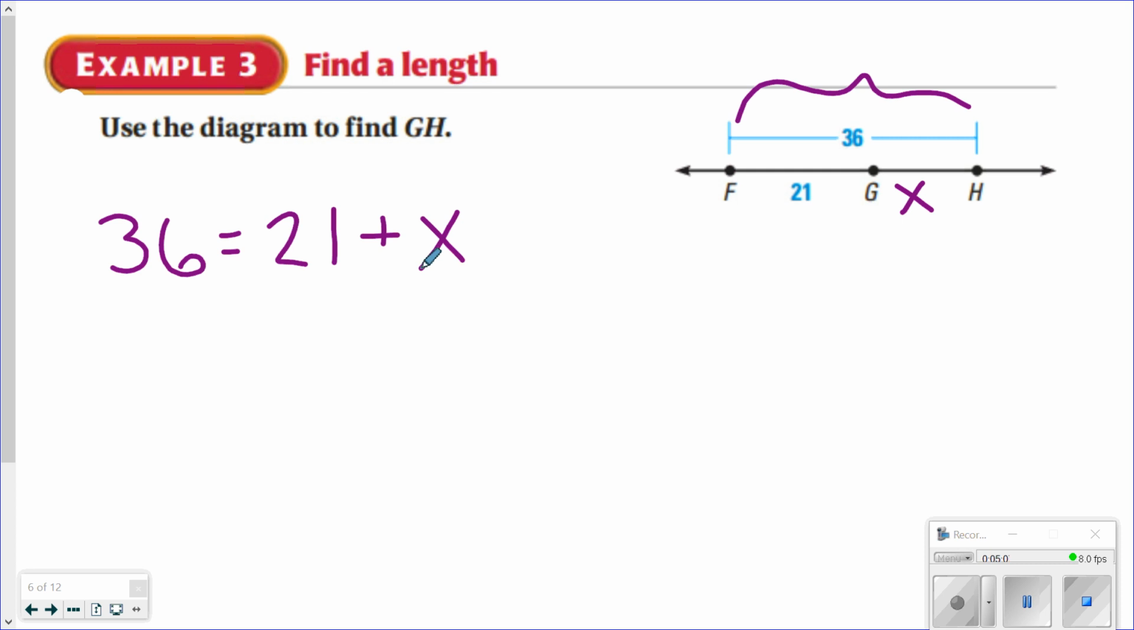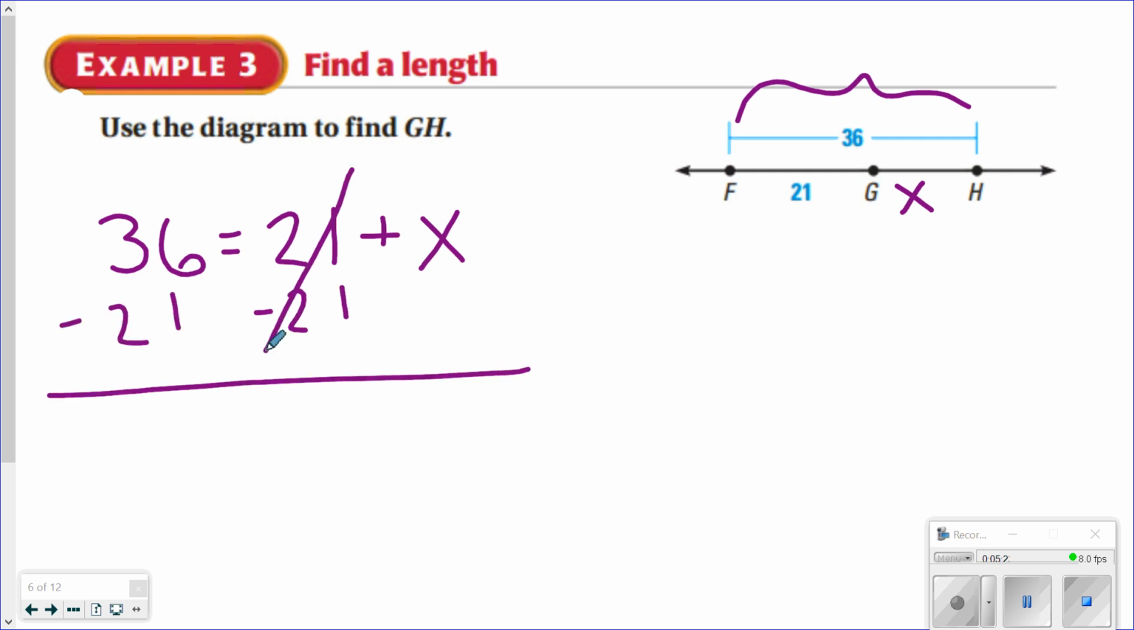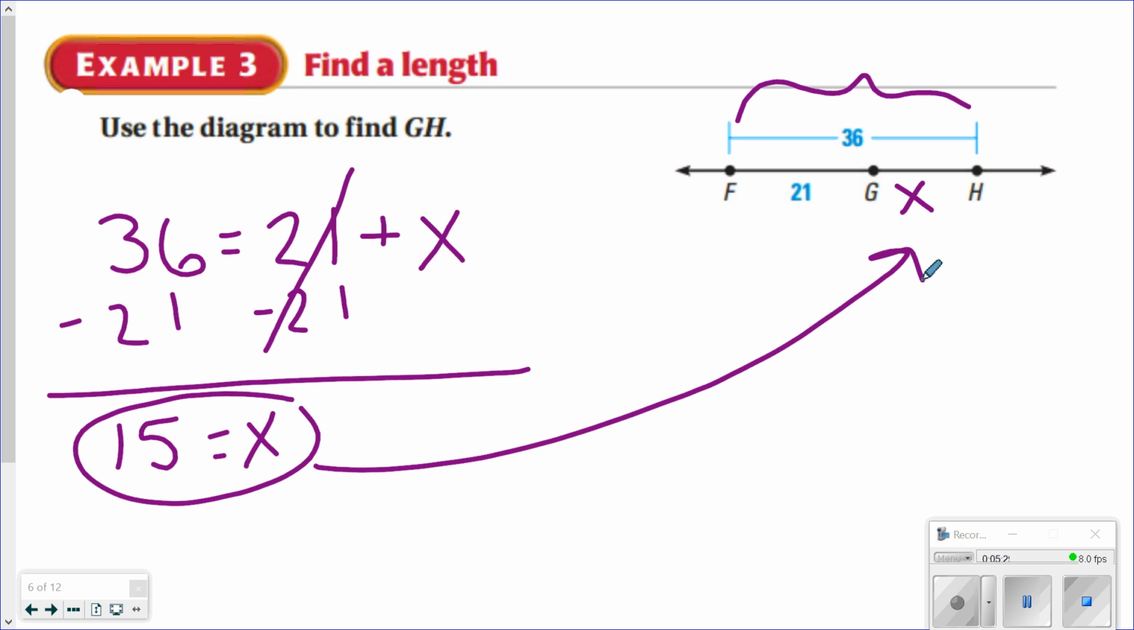So I have 36, the entire segment, is equal to the part 21 plus the other part, X. Now I have an easy problem here. I can get X by itself by subtracting 21 from each side, which means 15 is equal to X. I can double check that by plugging this in, and I know that 21 plus 15 is equal to 36.